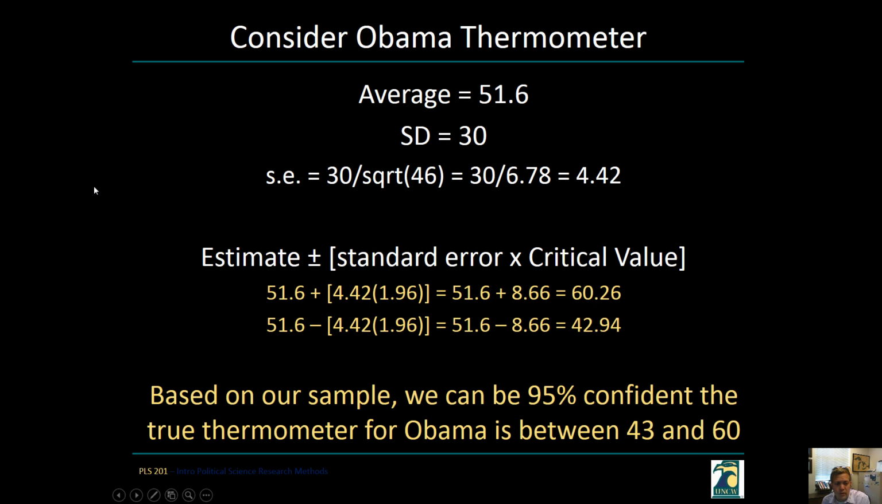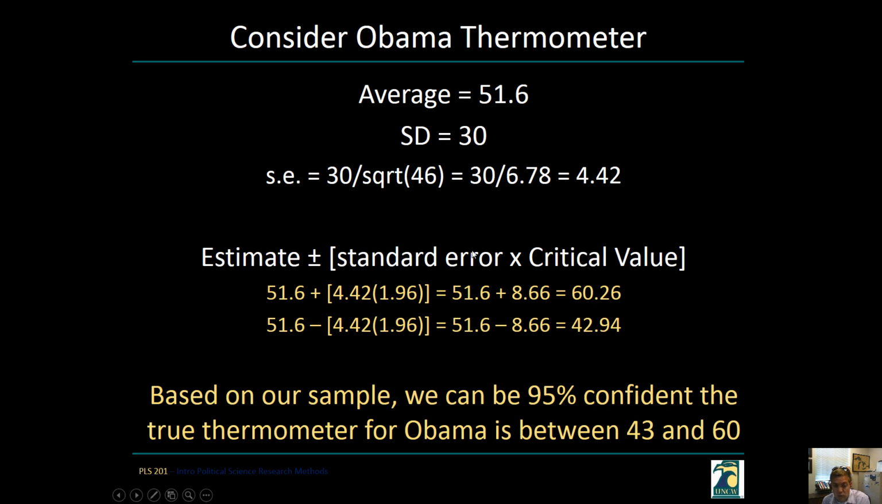Now, if you recall the equation, the estimate plus or minus the standard error times the critical value, we need the standard error. So this is the formula for the standard error that we saw before. Again, you're just plugging in numbers here. You don't need to memorize the standard error formula. So 30, the standard deviation, divided by the square root of the number of people in the survey. So the standard error is 4.42.